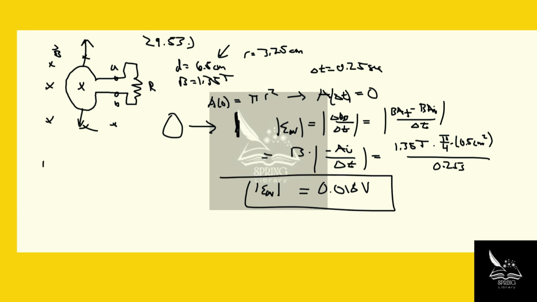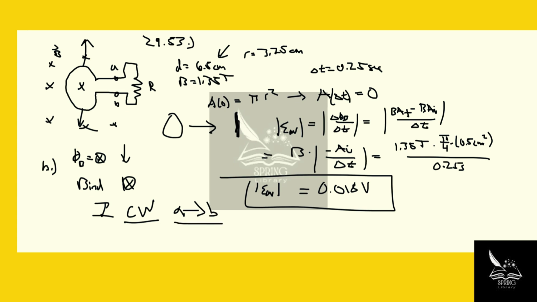Cool. So now for part B, let's figure out: does the current flow from A to B or B to A? The magnetic flux through this loop is into the page, and as the area decreases, the flux decreases. Lenz's law says the induced magnetic field must oppose the change, which means we also want this to be into the page. So what current gives you into the page? Clockwise gives you into the page, so that means we're flowing from A to B. Cool.